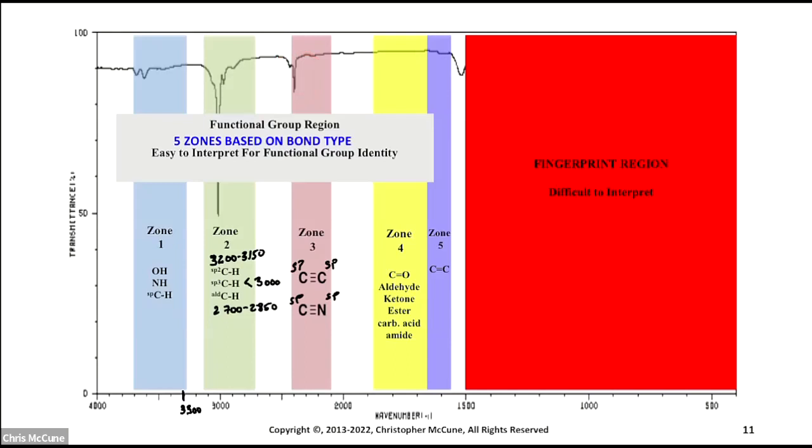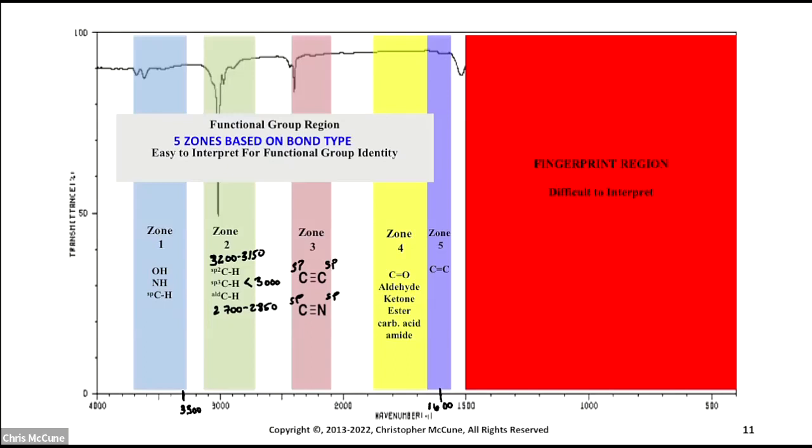Those all show up in zone 4, and that's roughly 1700 to 1800 or so. The amide is a little bit lower than 1700 because it's got a lot of alkene-type character in the CN bond. But then zone 5 is your carbon-carbon double bond. So if you have an alkene or an aromatic ring that has a carbon-carbon double bond, you're going to see that roughly around 1600 or so in the IR.